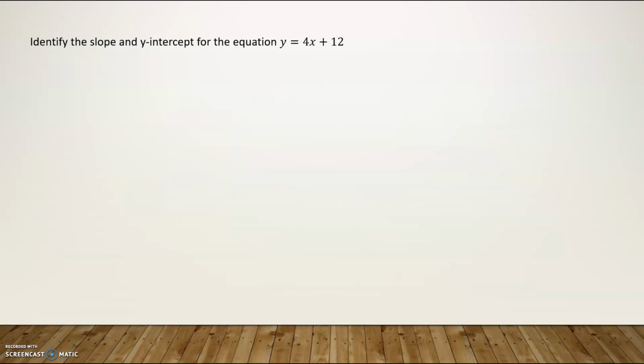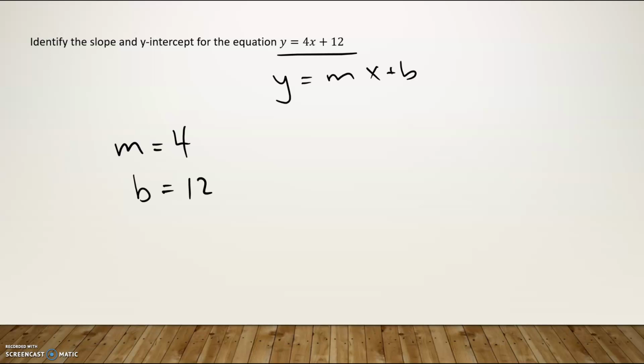Okay, now we're going to identify the slope and the y-intercept of the equation y equals 4x plus 12. Now notice the first thing we need to check is, is it in the mx plus b format? Which yes it is. So this one should be easier to look at. Our slope should be 4 and our y-intercept is 12. Now we're going to put that in an ordered pair. That would be 0, 12 for our y-intercept.